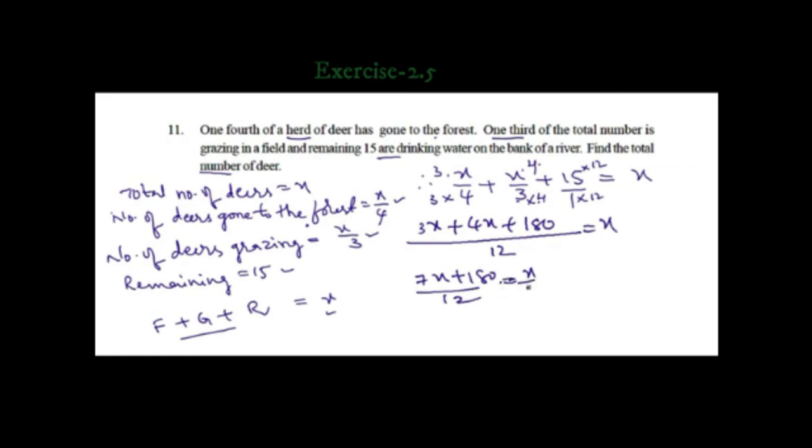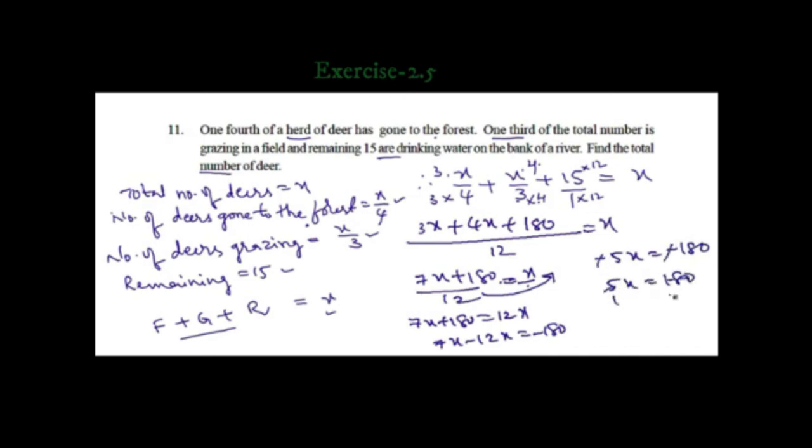Now send this to the right side, then 7 times x plus 180 is equal to 12 times x. Now x goes to the left side. So 7x minus 12x is equal to minus 180. Then 7 minus 12, that is minus 5 times x, is equal to minus 180. Then cancel the negative and negative. Then 5 times x is equal to 180.